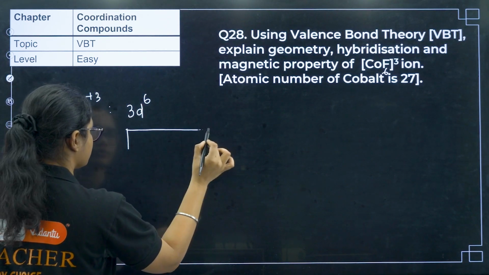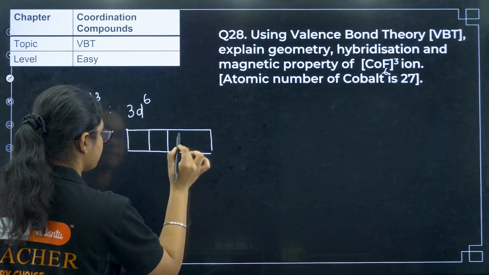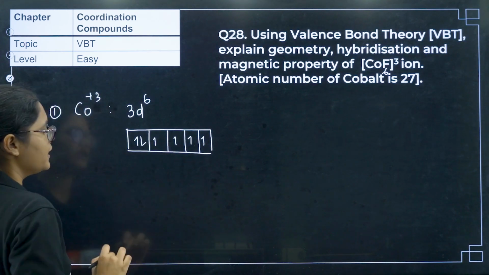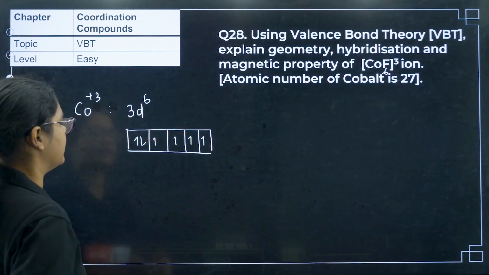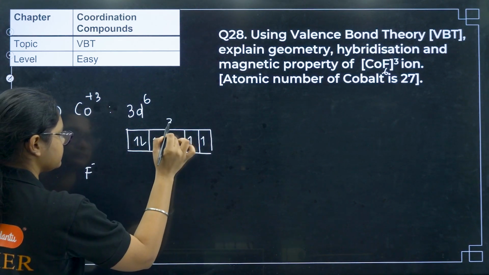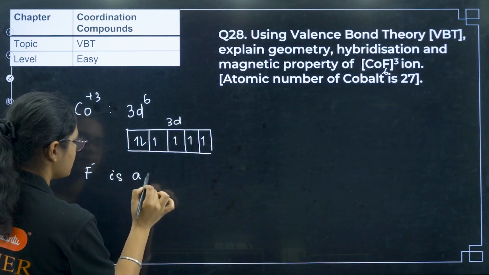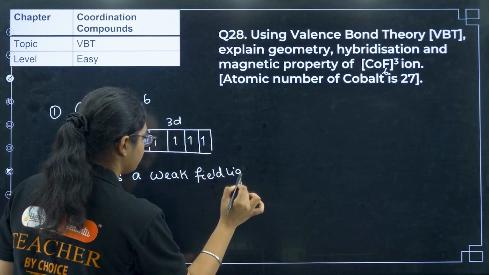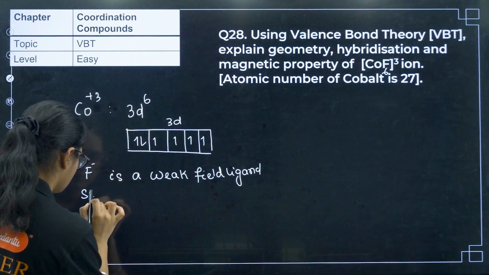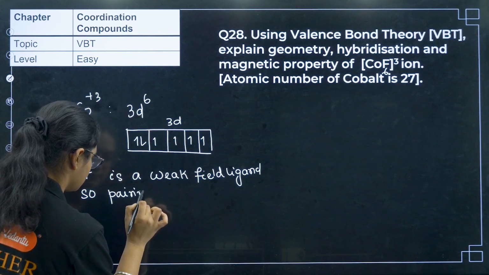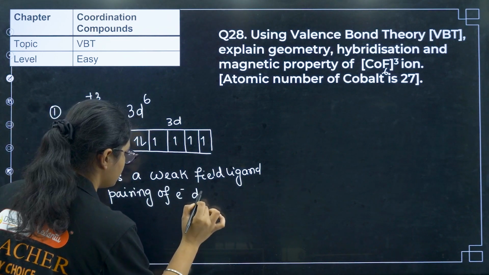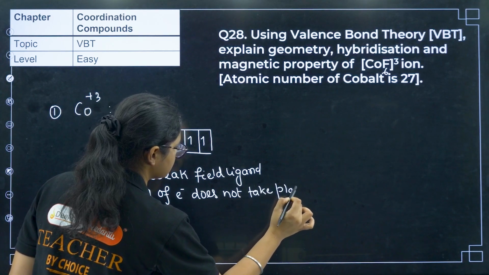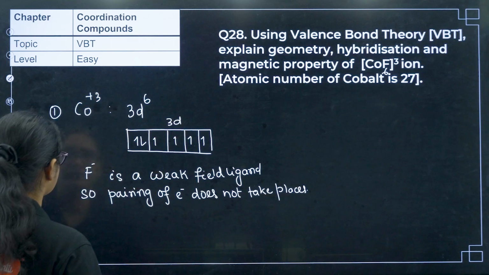Now you have to draw and show these 3d6 electrons. So I have 1, 2, 3, 4, 5 and 6. Now the next thing you have to write is about the ligand. F minus is a weak field ligand, so pairing of electrons does not take place. If it is a strong field ligand, you have to write whether pairing takes place or does not take place.